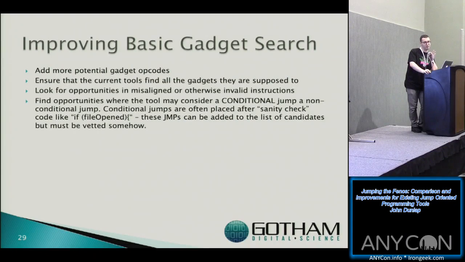So some basic things I've done to improve these tools is to add better opcode support. It turns out in our jump-oriented attacks, there's a bunch of jump instructions that the tools, as they're implemented, don't include. Ensuring that they find all the jump gadgets helps make the attack tractable, possible. And the other idea here is to start looking at conditional jumps.